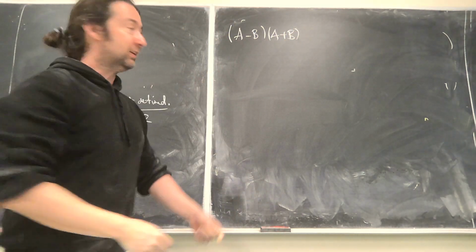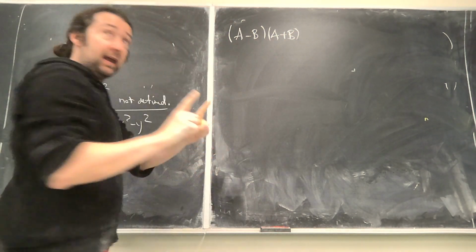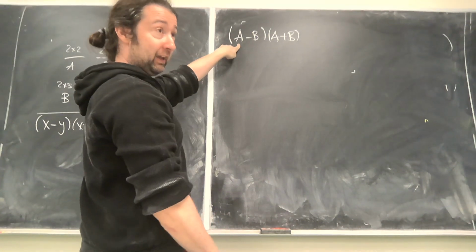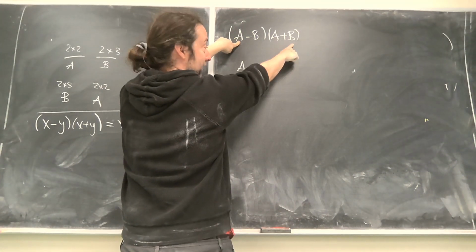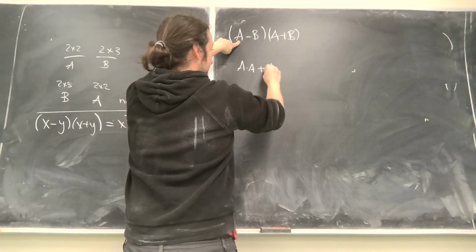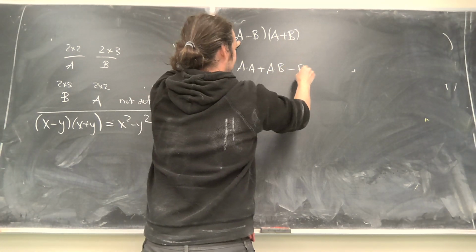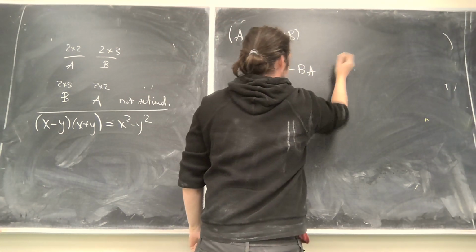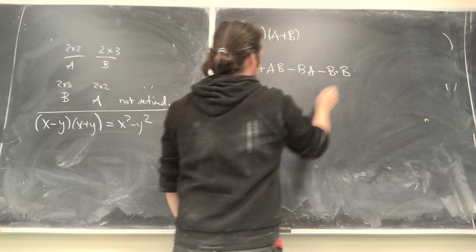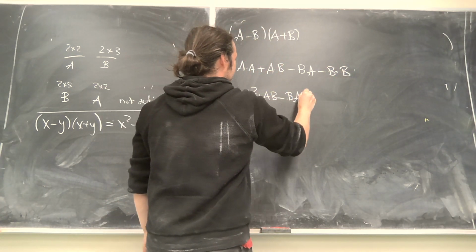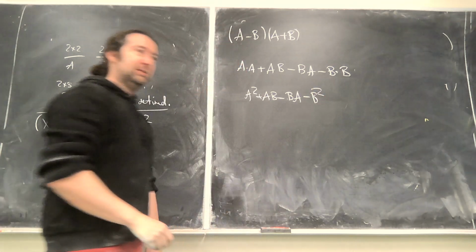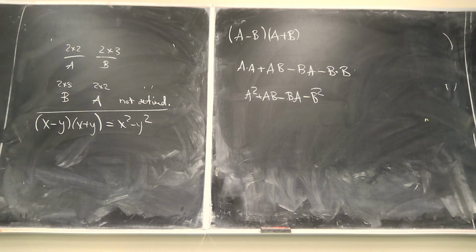Well, I'm going to FOIL. A times, remember, order matters now, right? That A is on the left. So it's A times A, and then we're going to have an A times B, minus B times A, minus B times B, which gets us A squared plus AB minus BA minus B squared. Oh, crap. Even all of our basic rules of algebra fall apart because things don't cancel anymore.